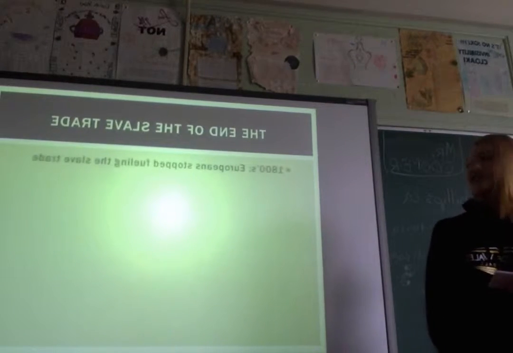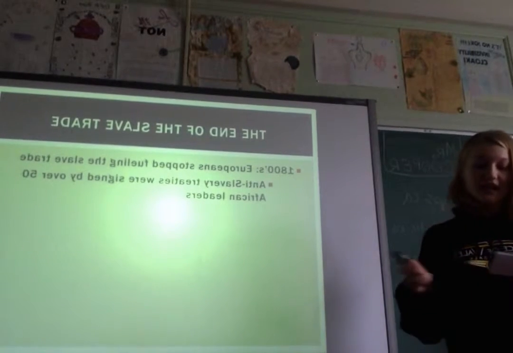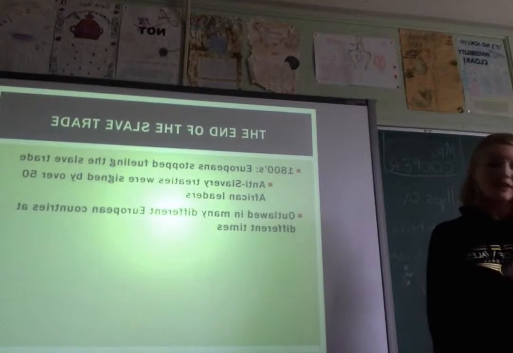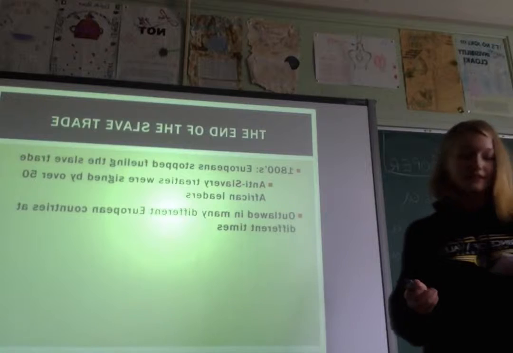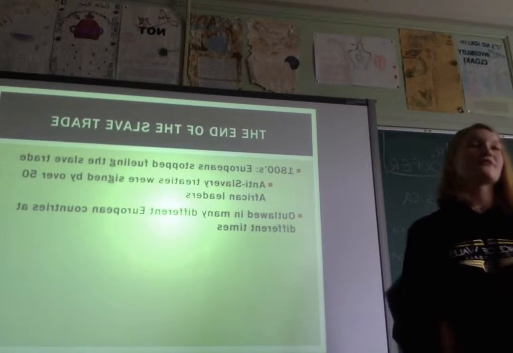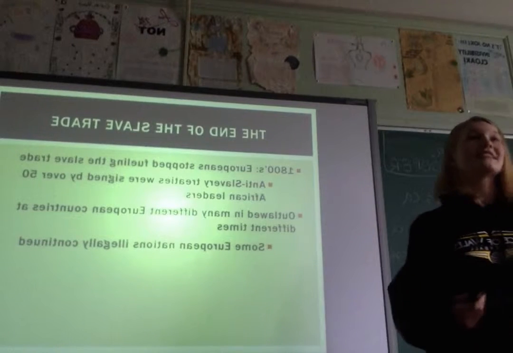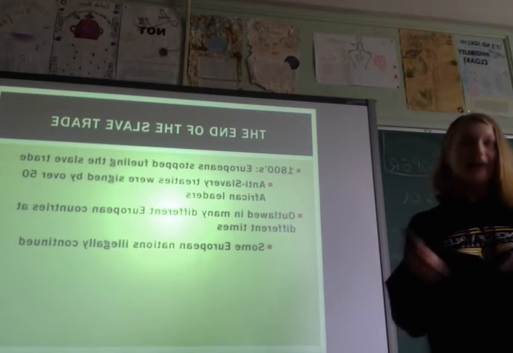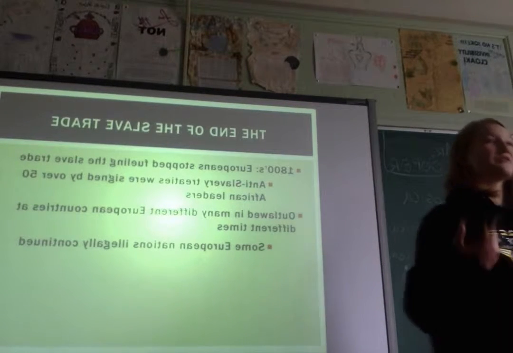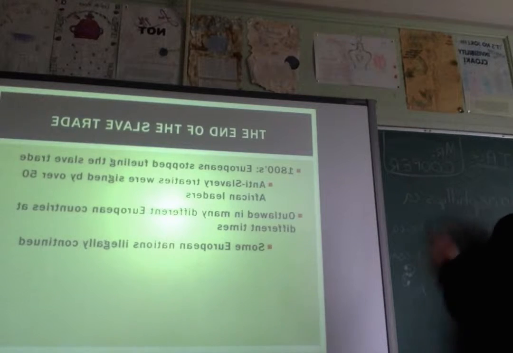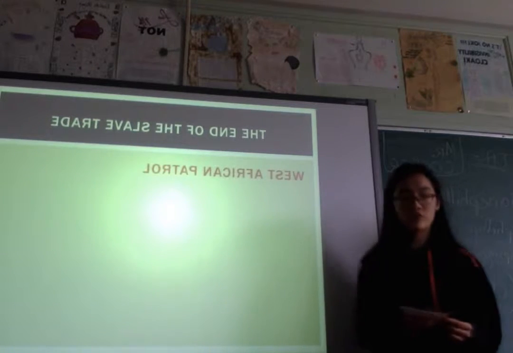In the 1800s, Europeans stopped fueling the slave trade, and anti-slavery treaties were signed by over 50 different African leaders. It was also outlawed in many different European countries at different points in time. However, some European nations illegally continued, and Hanan's going to talk about what Europe did to prevent this illegal continuation of the slave trade. So the West African Patrol.